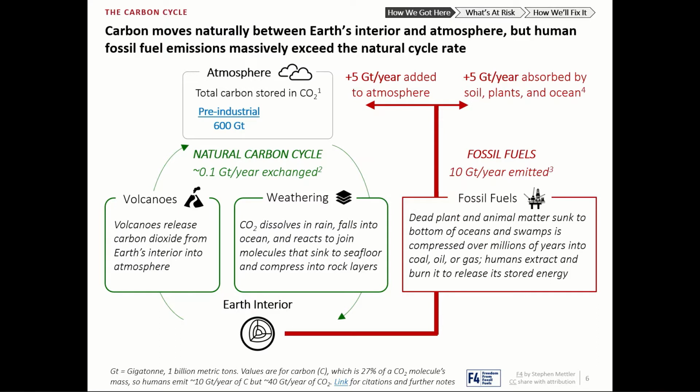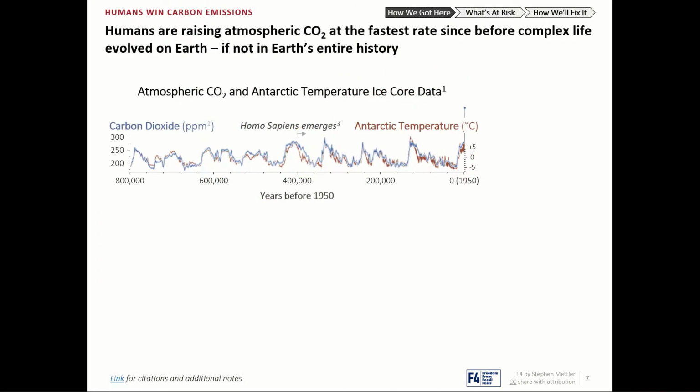About 5 gigatons of that 10 gigatons per year is going straight to the atmosphere. About 5 is being absorbed by soil, plants, and the ocean, which is having severe impacts on the ocean, particularly making it more acidic and harder for marine life to live in. Over this human, industrial era, we've gone from about 600 gigatons of carbon in the atmosphere to about 870. This is a look at how that plays out on a geological timescale.